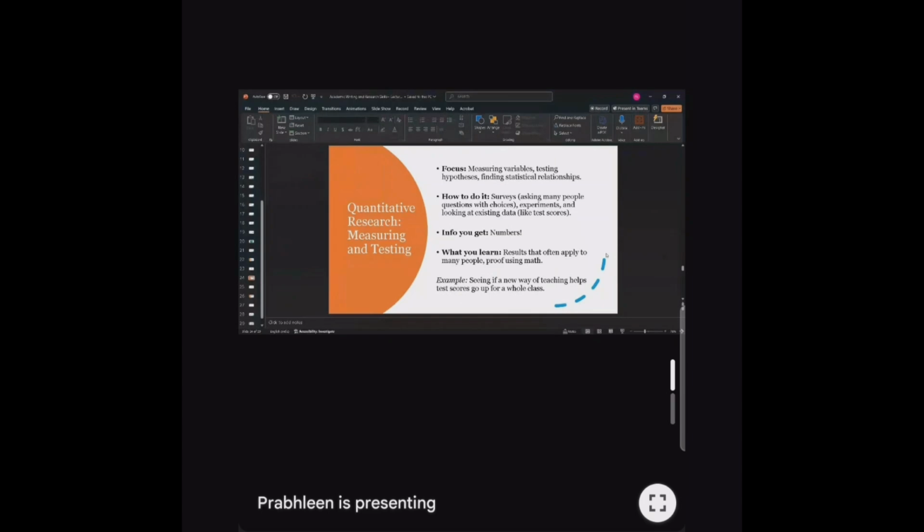Suppose I say, okay, 98% of people prefer to live with their parents and 2% do not. So here I have a number. I'm just asking how much. Here my question will be, how many people still live with their parents? And then I'll get an answer in numbers. So when the answer is in numbers, it's a quantitative research method.